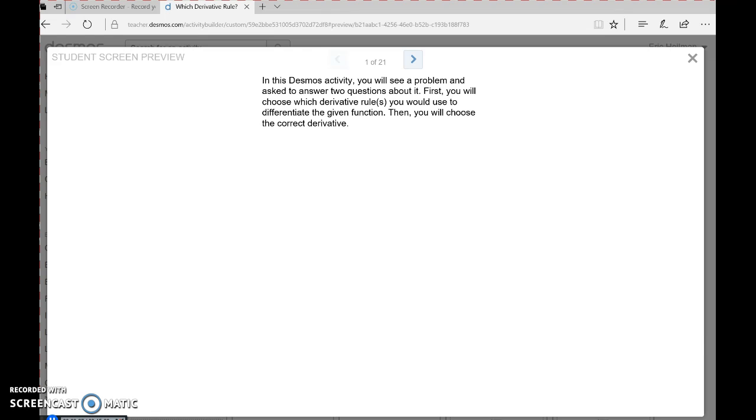So here we go through the problems. Every problem comes in a pair of questions. The first question asks, which derivative rules should you use to take the derivative? And then the second question is asking you to actually find the derivative. So here we go.